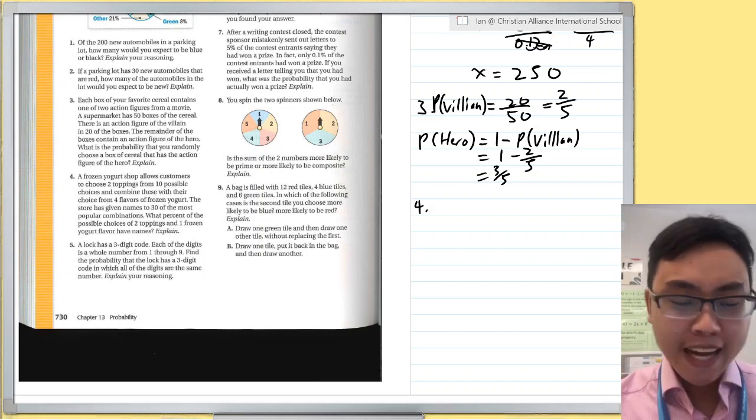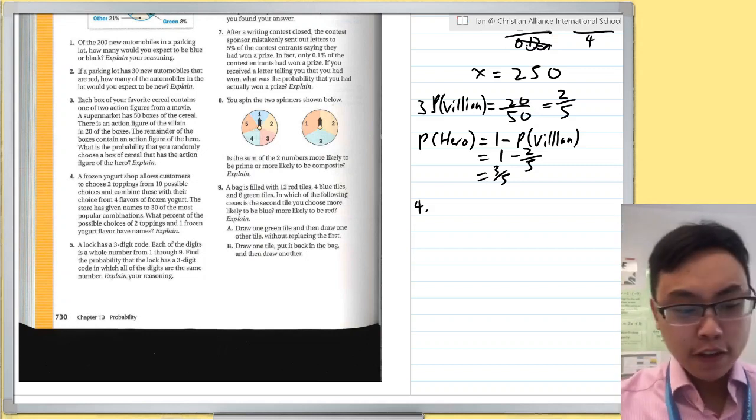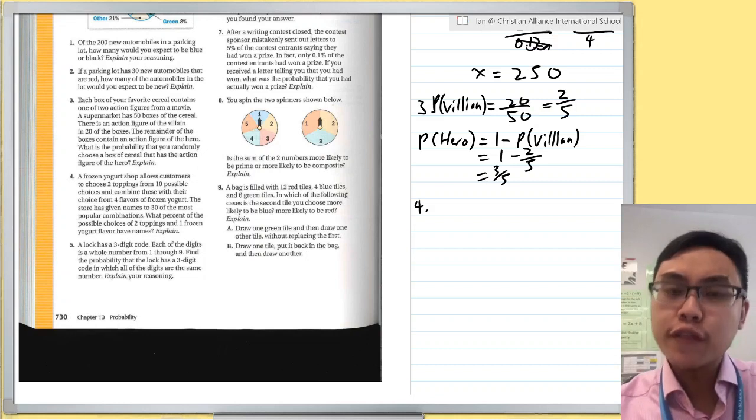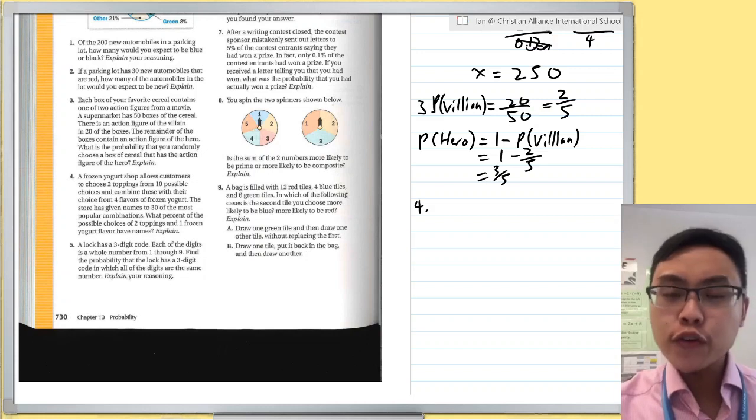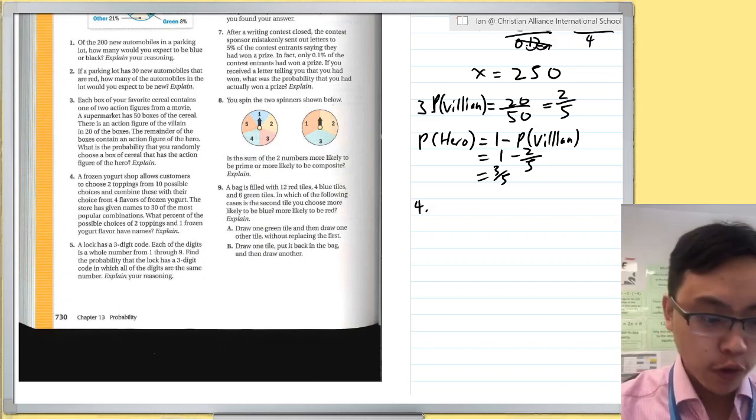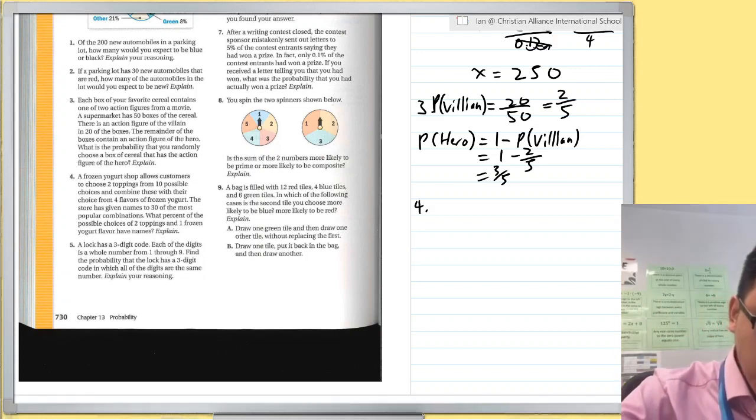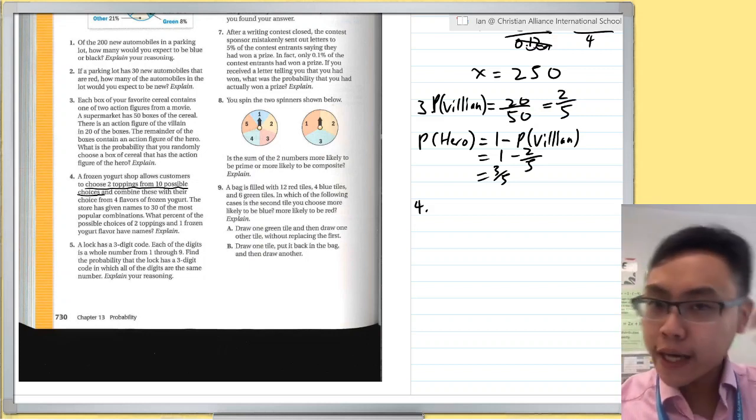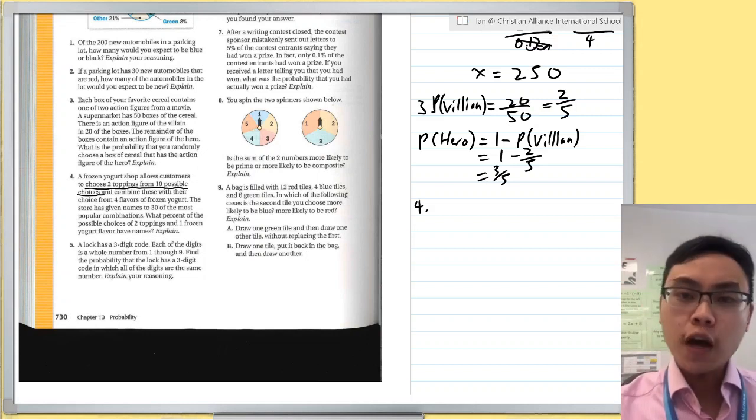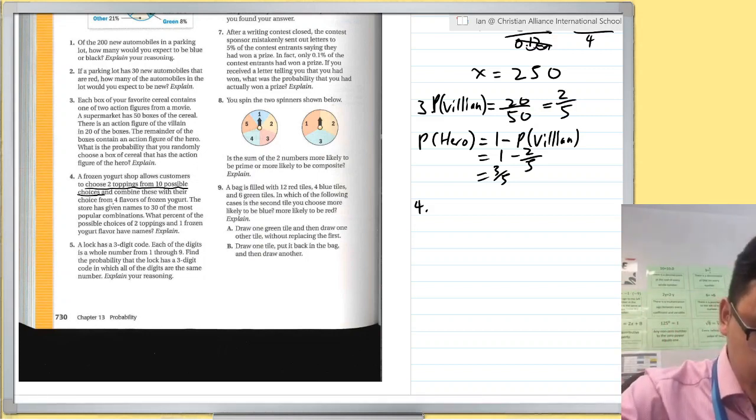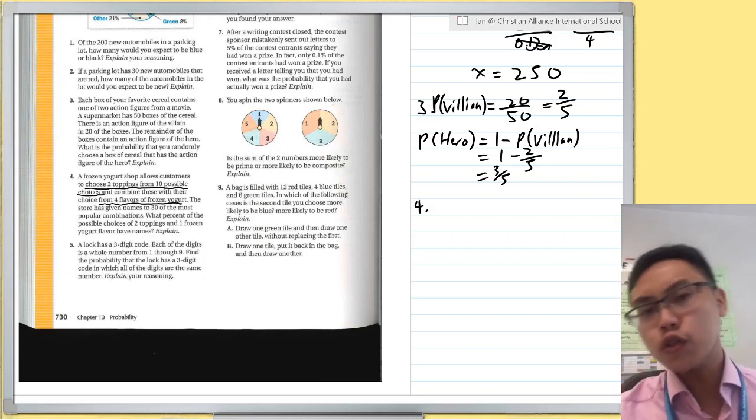So this question is actually a mix of combinations, permutation, counting theory, and also probability. So there's a mix of everything in this. So let's understand what is going on in this question first. The shop allows customers to choose 2 toppings from 10 possible choices. So we're looking at a combination of toppings. And then on top of toppings, they can choose from 4 flavors of frozen yogurt. So they can choose 1 out of 4.